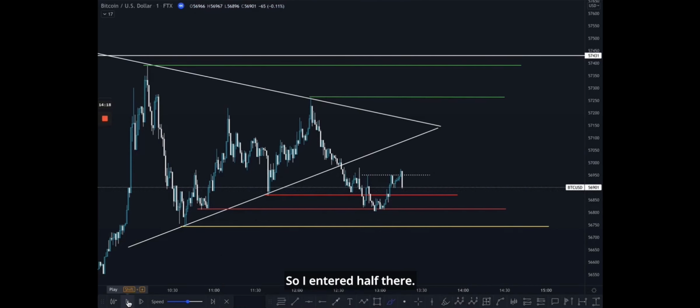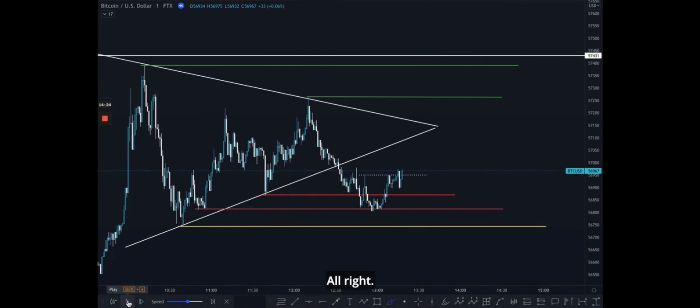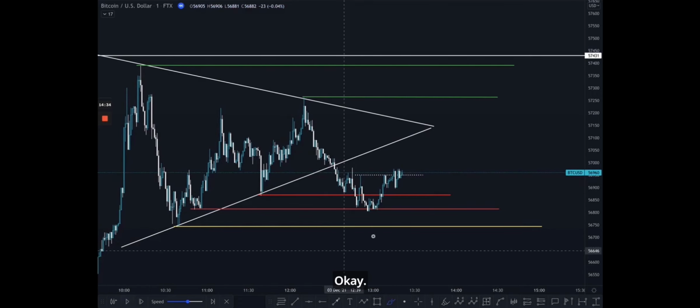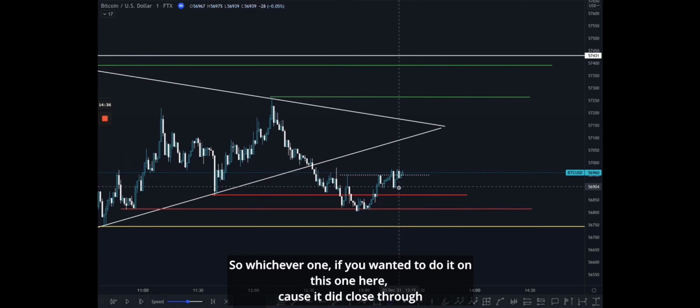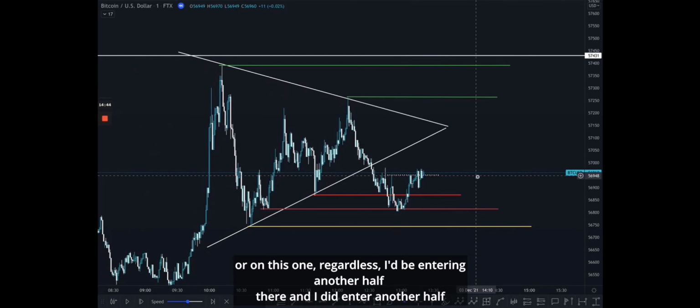So I entered half there. Now the other half would be as soon as we close back above this line. All right, I would be willing to enter my second half. Okay, so right there, let me just see. Okay, whichever one, if you wanted to do it on this one here, because it did close through, or on this one, regardless, I'd be entering my other half there.